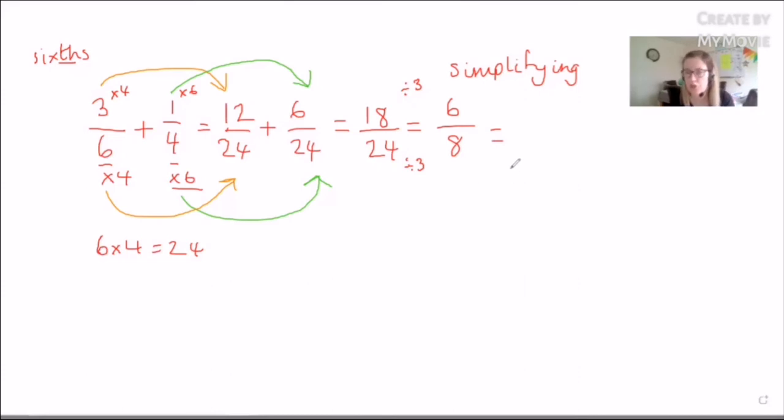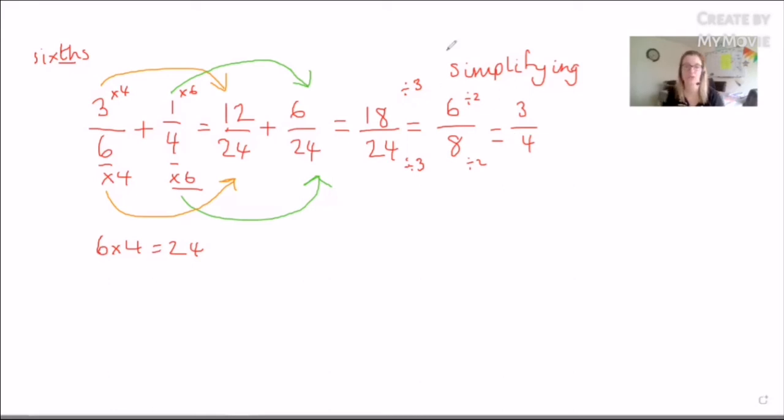6 and 8 have got 2 in common, haven't they? They are both even numbers. So let's divide 6 by 2 and 8 by 2. 6 divided by 2 gives us 3 and 8 divided by 2 gives us 4. We cannot simplify 3/4 any further because 3 is a prime number. It won't divide down at all unless it's by itself or 1. There we go. Excellent work.